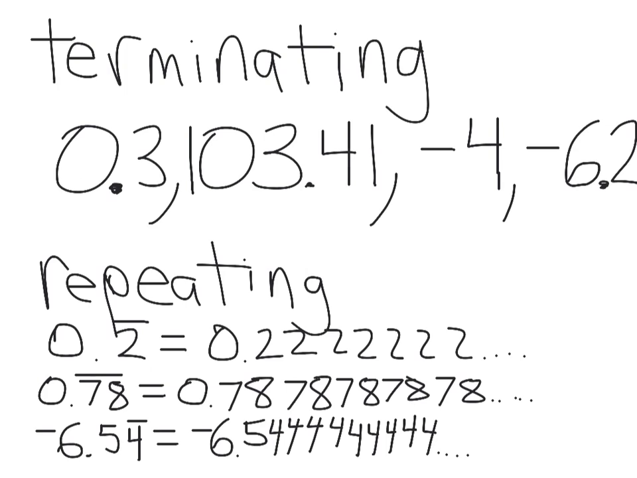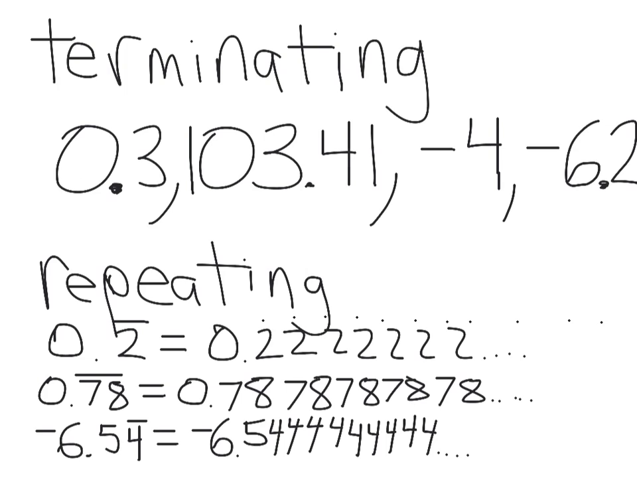All right, and then we have repeating decimals here. Repeating decimals are where a number continues forever, but it also has a repeating pattern. So in this case, the 0.2 that has the bar over top of it means that the 2's go on forever, right? Forever and ever and ever. It's not zeros forever, it's 2's.